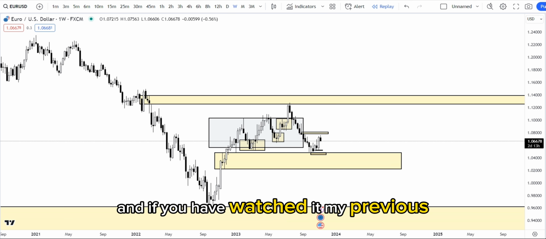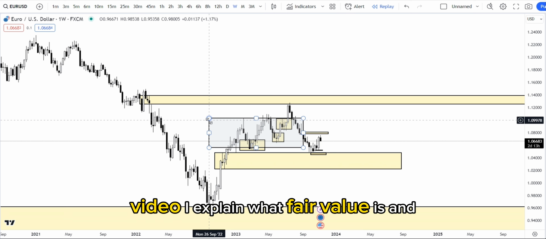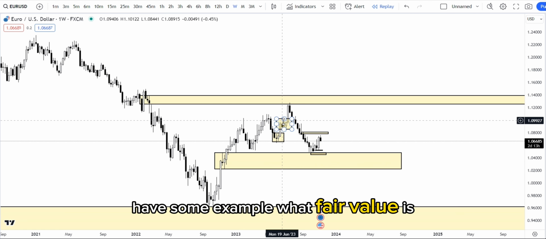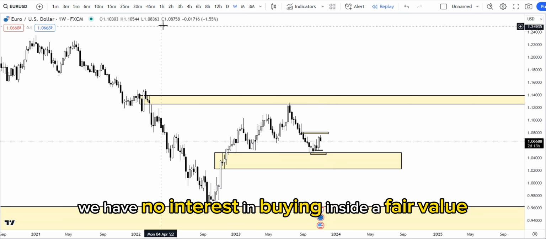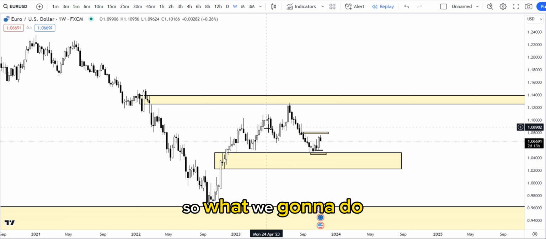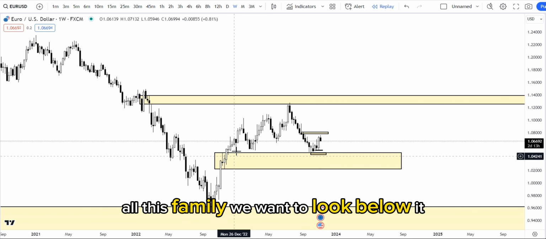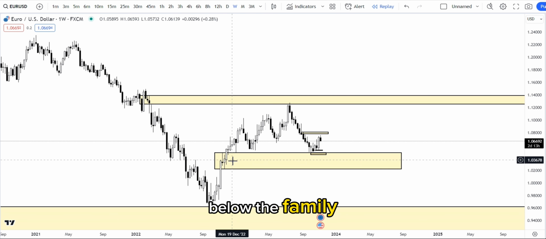If you have watched my previous video, I explained what fair value is, and on my Instagram channel I also have some examples of what fair value is. So as I said, we have no interest in buying inside a fair value. What we did here is look below the fair value. We want to identify a high probability demand zone below the fair value.